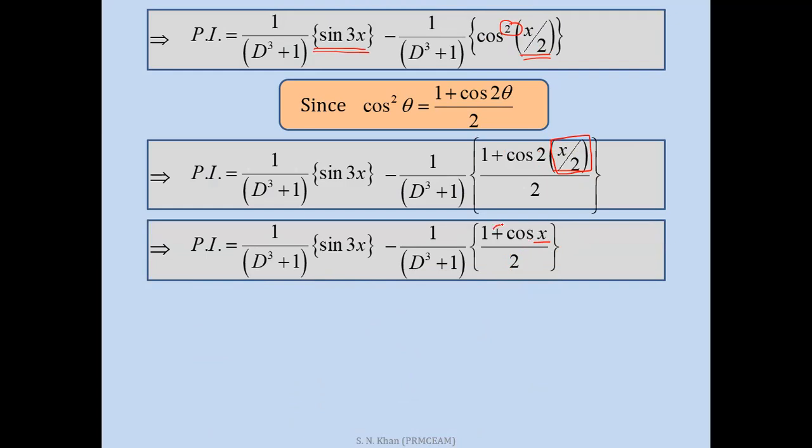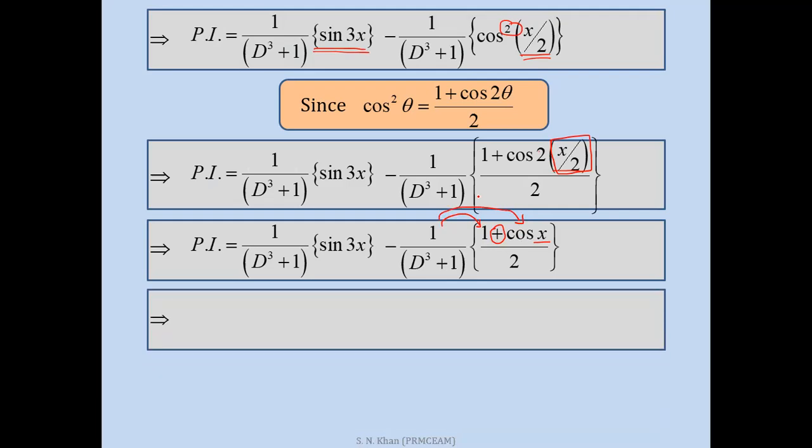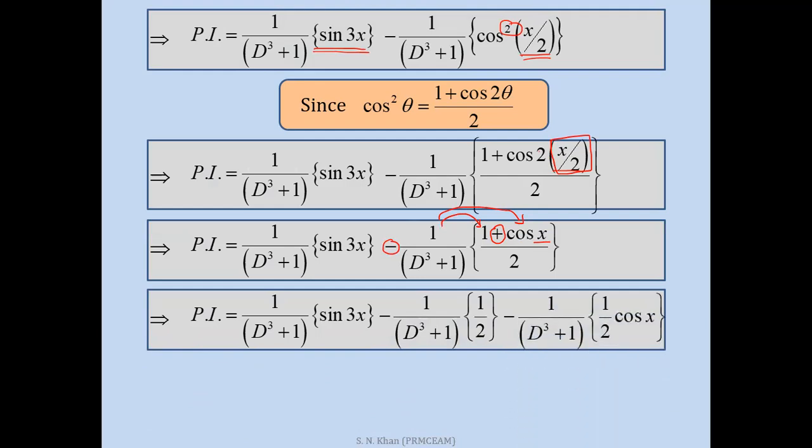Again, in this bracket we have two separate terms separated by this plus sign. So the first term will be 1 by 2 and the second term will be plus 1 by 2 cos x. So we have to apply the operator separately on both. The operator comes first, and outside the bracket there is a minus here, so both terms will be negative. So the first term is as it is without any change. The second term will be minus 1 upon D cube plus 1 operating on 1 by 2, and the third term will be minus 1 upon D cube plus 1 operating on 1 by 2 cos x.